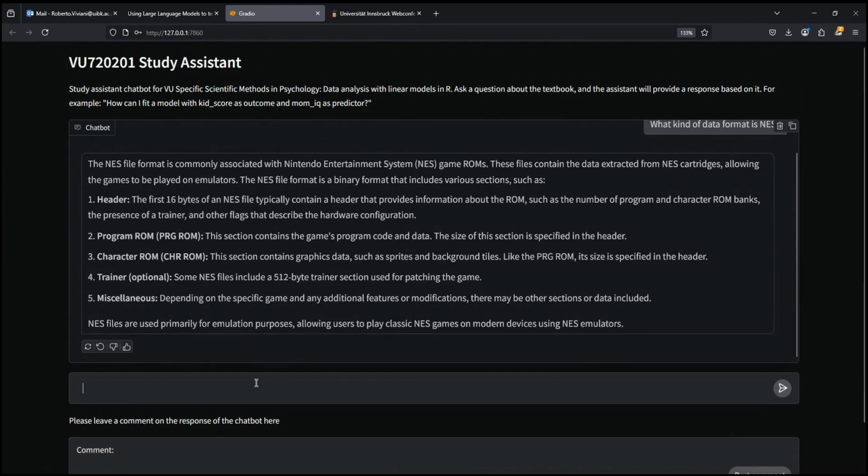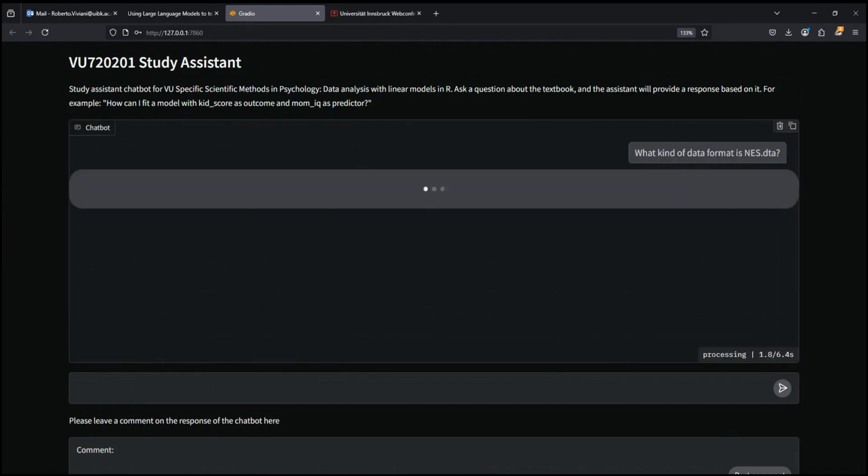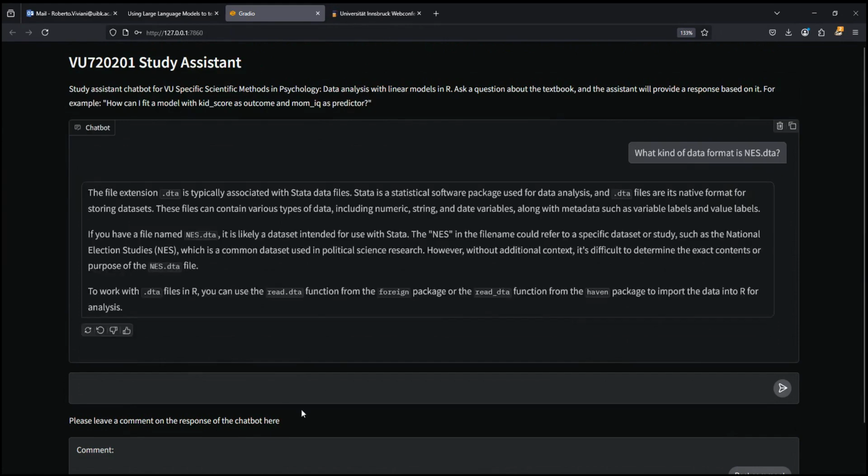So let's try this. The student had more information in this case, but decided for whatever reason not to give that information. So for example, we could ask, what kind of data format is NAS.dta? Let's see how the system reacts to that.